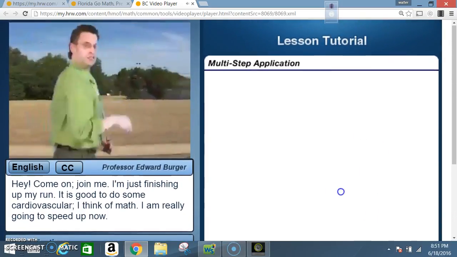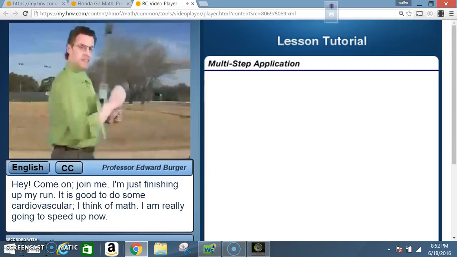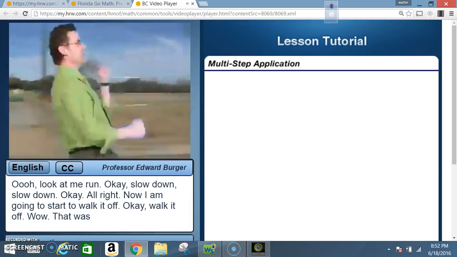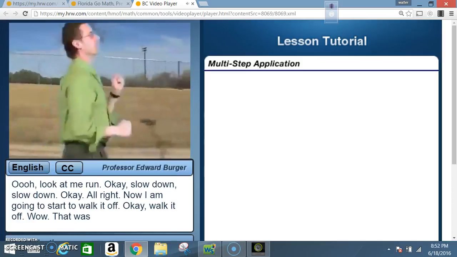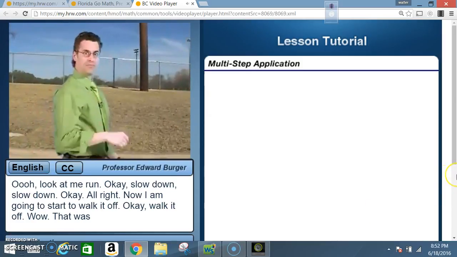Oh, hey, come on, join me. I'm just finishing up my run. It's good to do some cardiovascular thing. I'm going to really speed up now. Here you go, look at me. Woohoo, look at me run. Okay, slow down. All right, and now I'm going to start to walk it off. Okay, walking off. Wow, that was good.